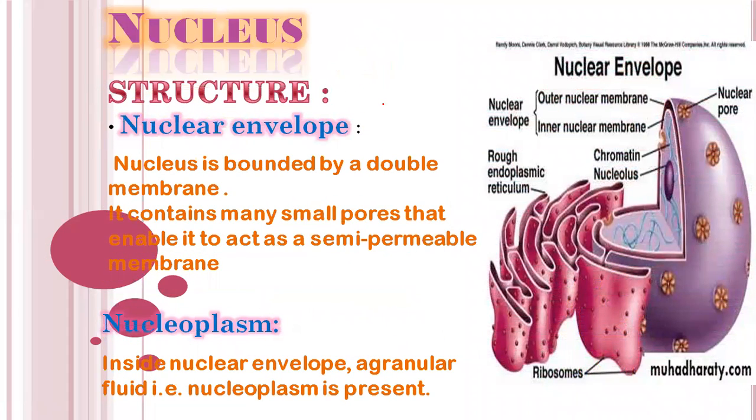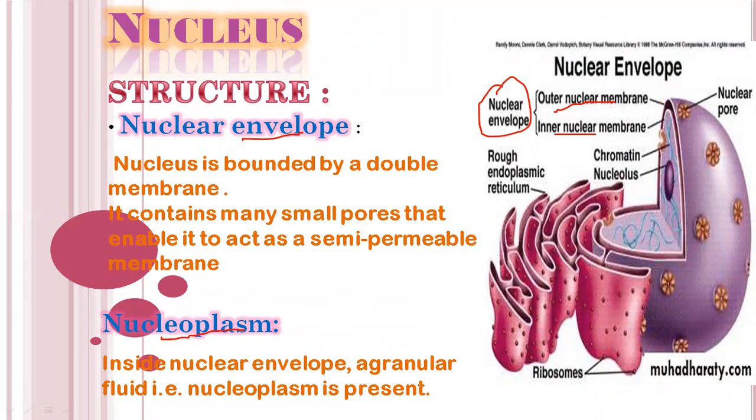If we see the nucleus and its structure deeply, because it is membrane bounded, it must have a membrane outside. That membrane is called the nuclear envelope or nuclear membrane, like you can see here. It is composed of an outer nuclear membrane and an inner nuclear membrane. That is the boundary, and inside it there is a fluid-like substance called nucleoplasm.